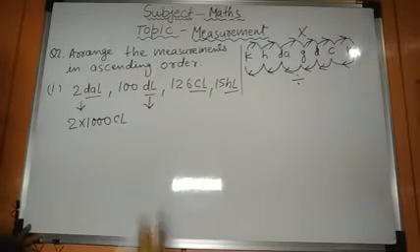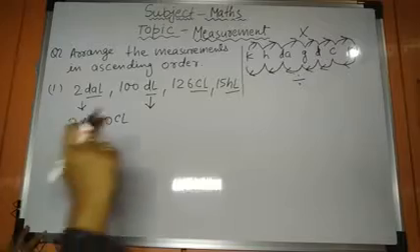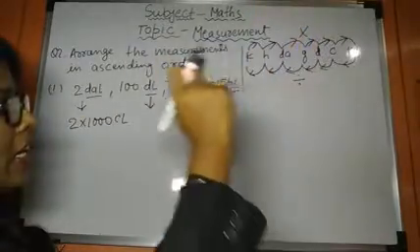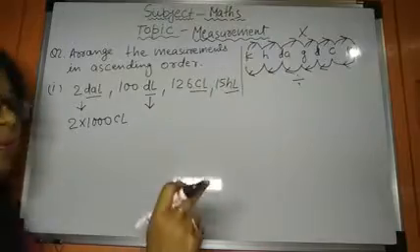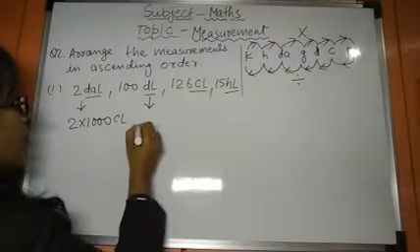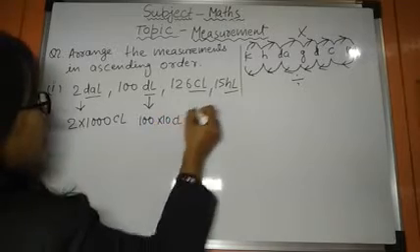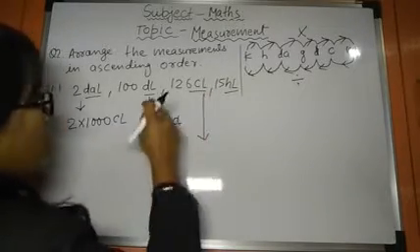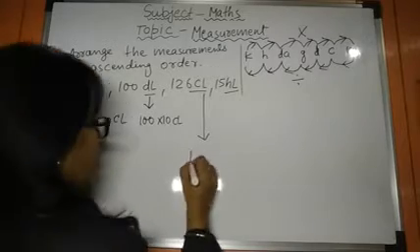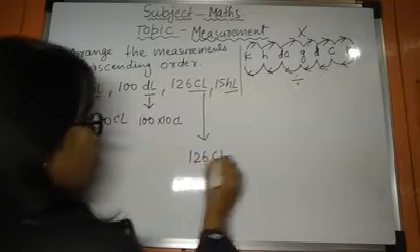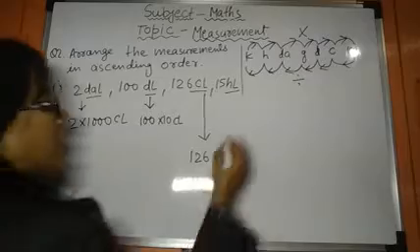Now come to 100 deciliter. Deciliter to centiliter, 1 jump. And from bigger to smaller, so multiply. 100 multiplied by 10 is 1000 centiliter. Now next one, 126 centiliter we will keep as it is. There is no need to do any change.